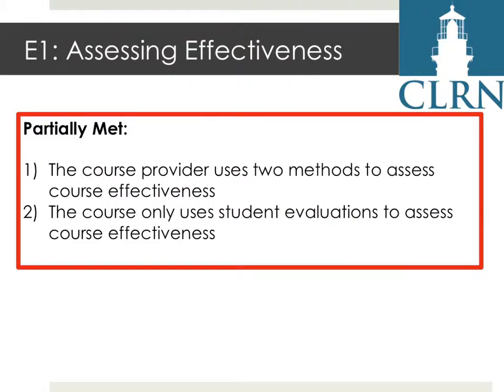Many course publishers and providers are invested in assessing course effectiveness as part of a continuous improvement process and to ensure that their courses are competitive. CLearn Central looks for the variety of measures utilized by providers to ensure effectiveness. Possible partially met comments include: the course provider uses 2 methods to assess effectiveness, or the course uses only student evaluations to assess course effectiveness.